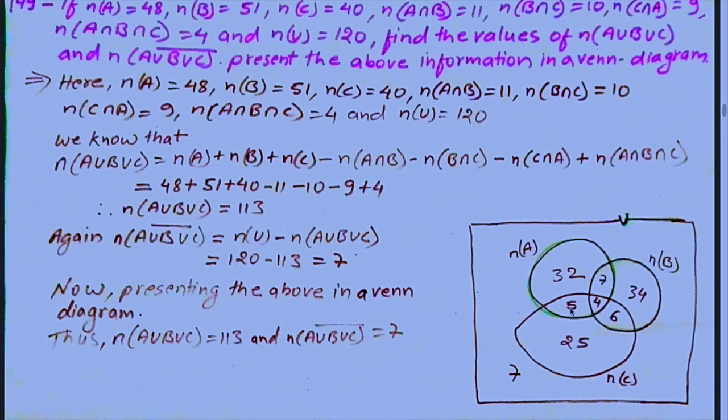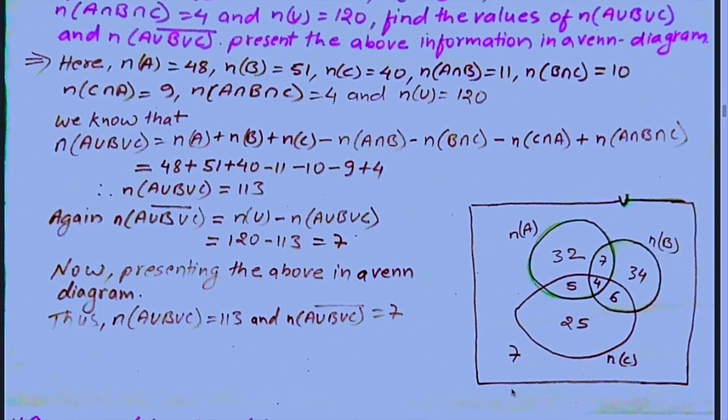Here n(C) is 25, 5, 4 and 6, but n(only C) means only C is 25, but 7 is the complement of all 3.